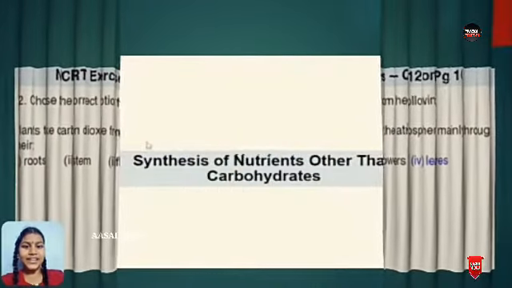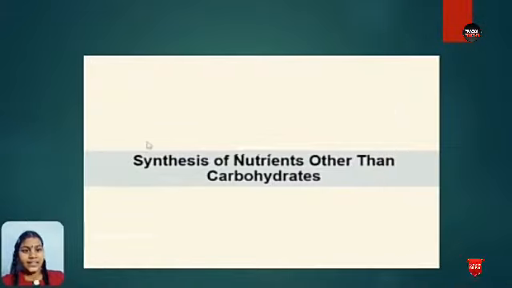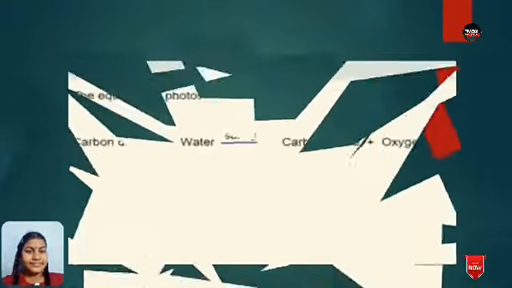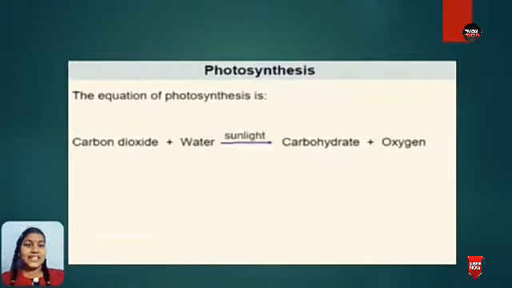Today you are going to learn the synthesis of nutrients other than carbohydrates. This is the equation of photosynthesis: carbon dioxide plus water, in sunlight, gives carbohydrates plus oxygen.